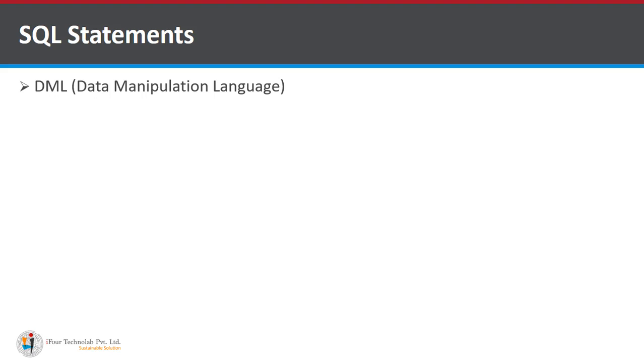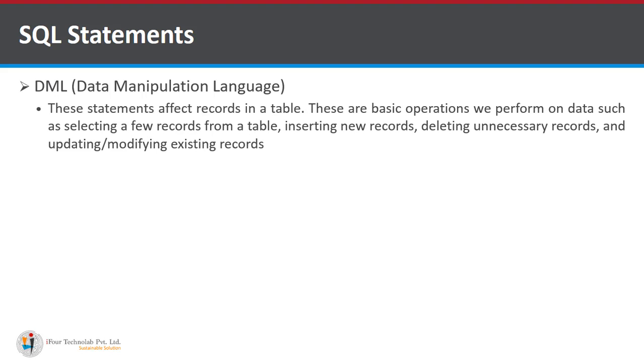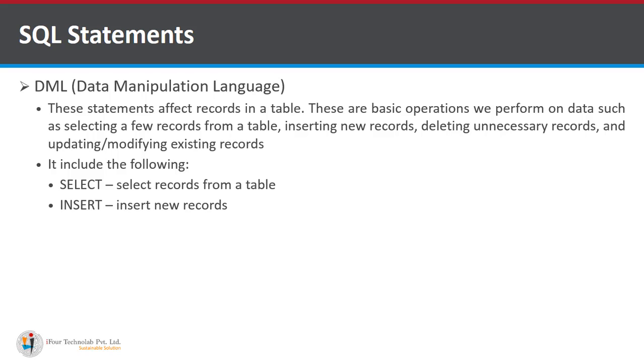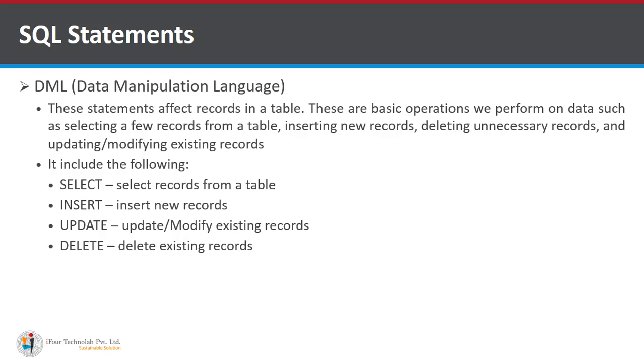Now DML, data manipulation language. These statements affect records in a table. These are basic operations we perform on data, such as selecting a few records from a table, inserting a new record, deleting unnecessary records, and updating or modifying existing records. It includes the following: select, that is to select records from a table. Insert, that is to insert new records into the table. Update, to modify existing records which are already stored in the table. Delete, that is to delete existing records in the table.